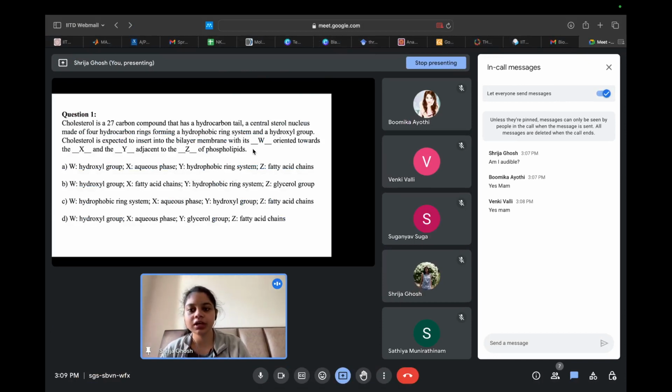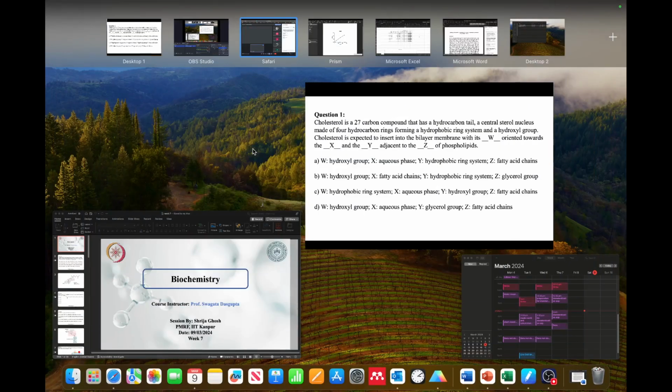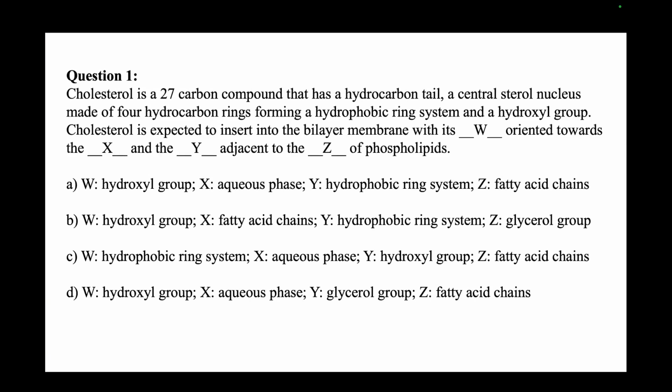Cholesterol is a 27 carbon compound that has a hydrocarbon tail, a central sterol nucleus made of 4 hydrocarbon rings forming a hydrophobic ring system and a hydroxyl group. Cholesterol is expected to insert into the bilayer membrane with its blank oriented towards the blank, and the blank adjacent to the blank of phospholipids. Okay, so you have to fill in the blanks for 4 things.